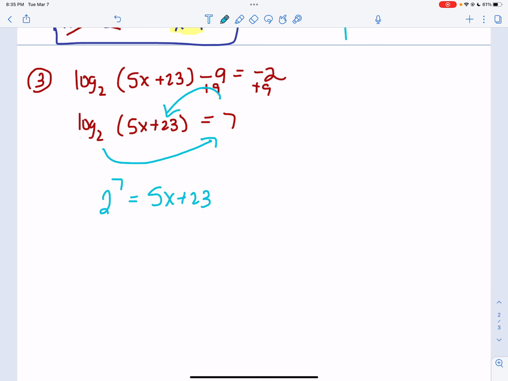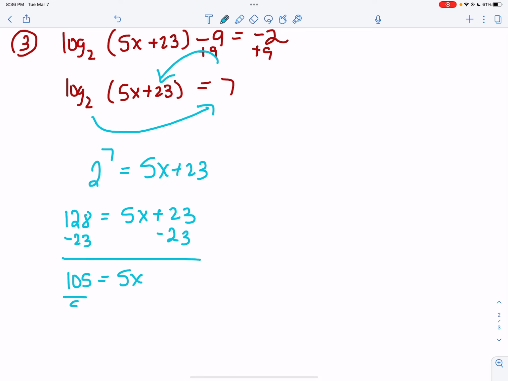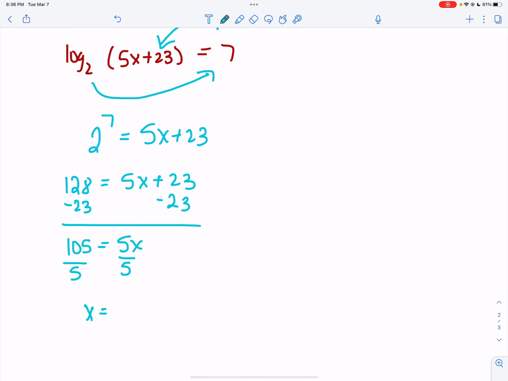Let's say that you weren't given a calculator and you needed to figure out what 2 to the 7th is. Hopefully you know what that is because it is 128. If you don't, then brush up on your powers of 2s. 128 is equal to 5x plus 23. I'm going to subtract 23 on both sides. So that's going to give me 105 is equal to 5x. Divide by 5. So that means that x is equal to 21.